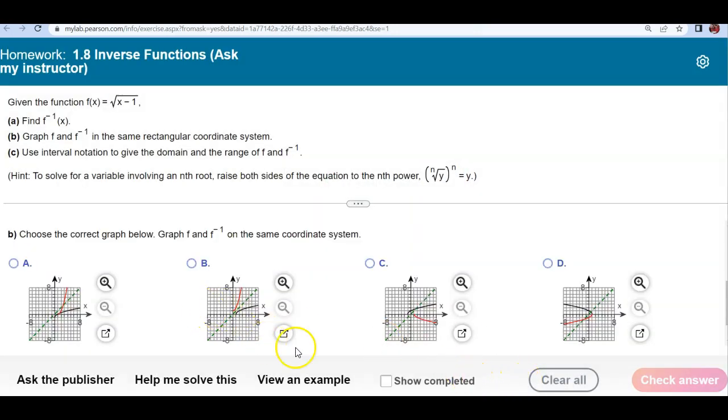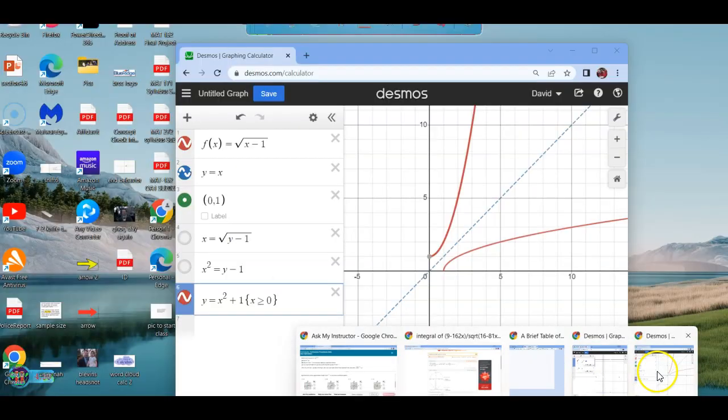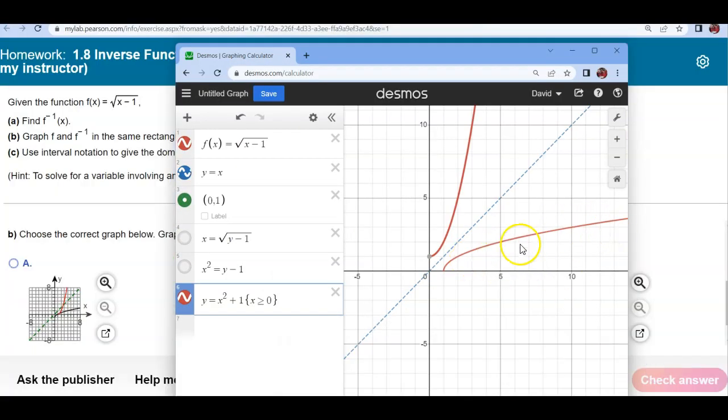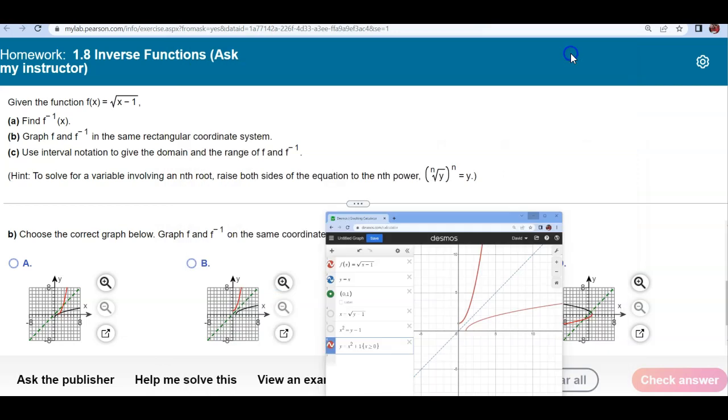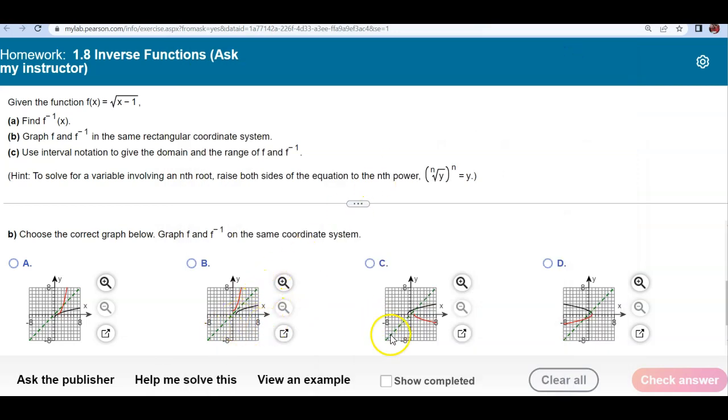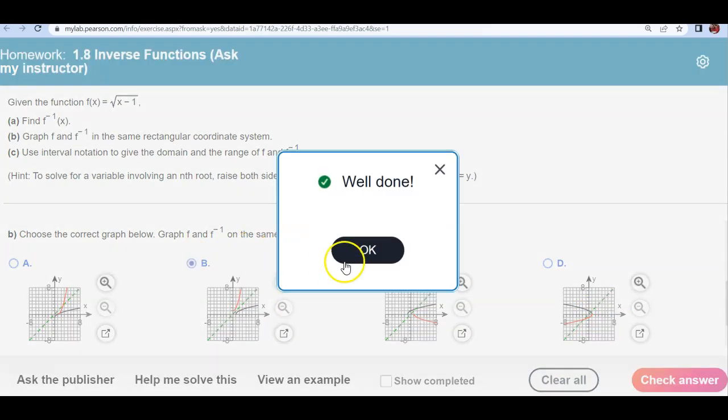So we've already seen B is going to be the graph, but the reason why you know it's B is because we graph the first one, and then we think of a mirror image around that line y equals x. They've got the line y equals x there in green, so you can see that this is the only one that's a mirror image across that line. Now D is a mirror image, but across the x-axis, and inverse functions don't have that property.